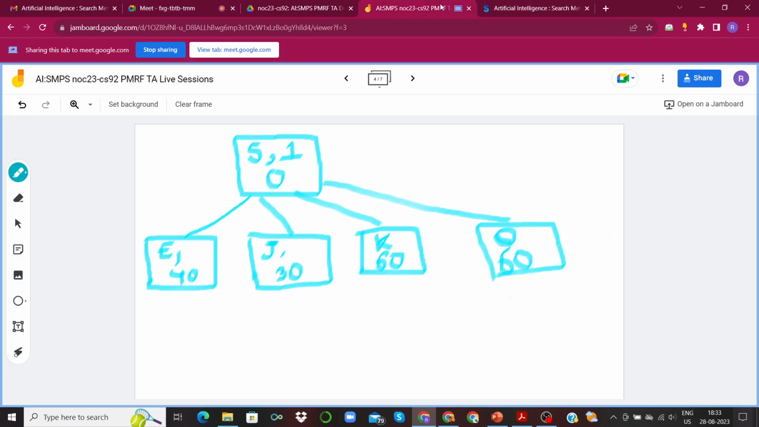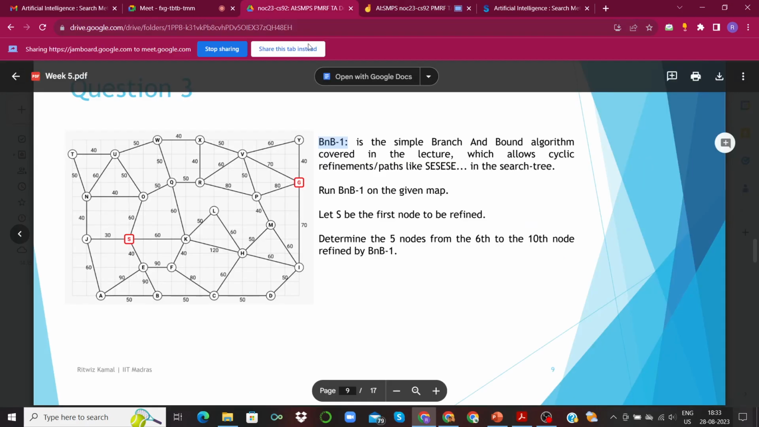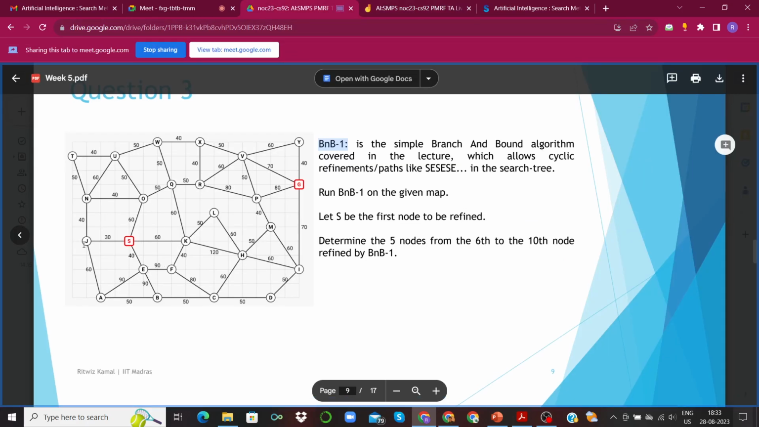Okay, so we are going to consider J. So let's write sequence 2 over here. Now let's see what are the different children or different places we could go to from J. Let's go back to our big graph. This is where J is. From J we could go to A with cost 60, we could go to N with cost 40, we can also go back to S with cost 30. This is what I mean by cyclic refinements. We can go from S to J and then back from J to S as well in the search tree that we are constructing. So let's write down our options.